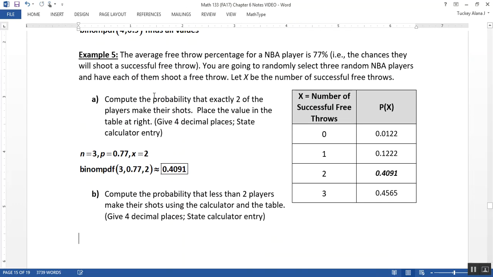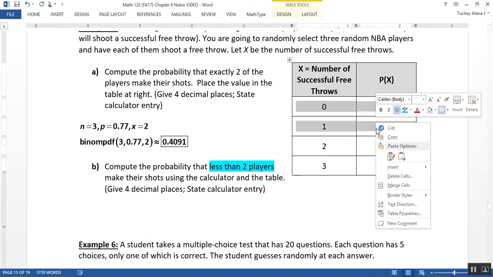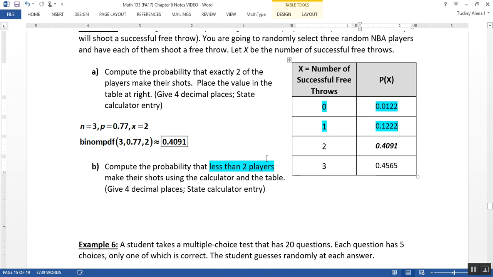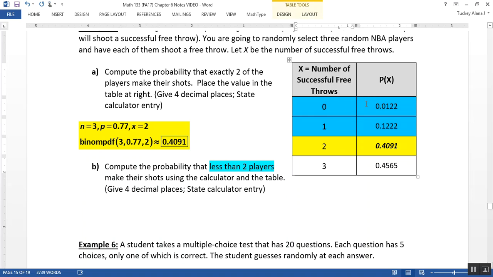There we have it. Now notice for this next part, they want us to compute the probability that less than 2 players, well that's key, less than 2. So let me highlight that, blue I think. So less than 2 players make their shots. There, I sort of got that color coded. Okay, so less than 2 would be these two added up. So you could just add them, 0.0122 plus 0.1222.